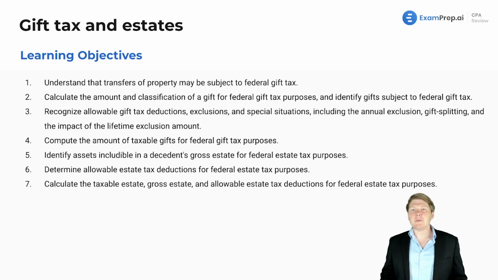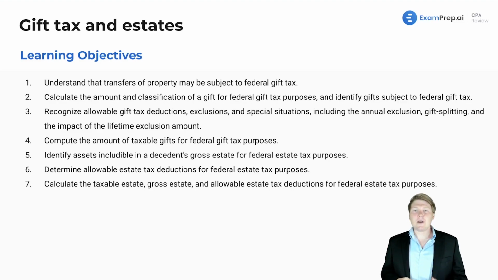We will use examples that have example limitations. However, those are examples. We want you to memorize the amount that will be on the exam for the particular year that you're taking it. Again, here, point 3, we want to recognize allowable gift tax deductions, exclusions, and special situations. We'll talk about all of those, including the annual exclusion, gift splitting, and impact of the lifetime exclusion amount. We'll see what that is.